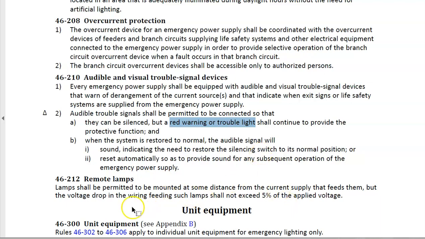Remote lamps, this is going to be individual heads, shall be permitted to be mounted at some distance from the current supply that feeds them, but the voltage drop shall not exceed 5% of the applied value of voltage that we are going to have.